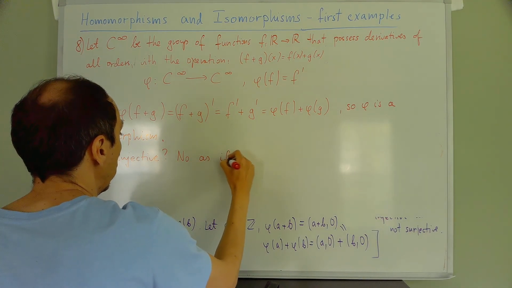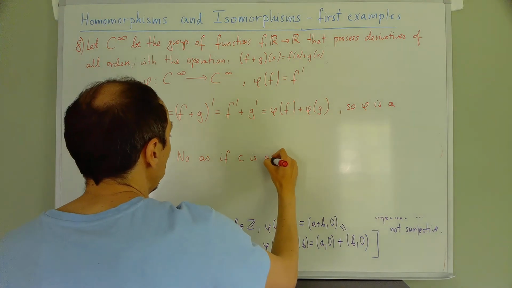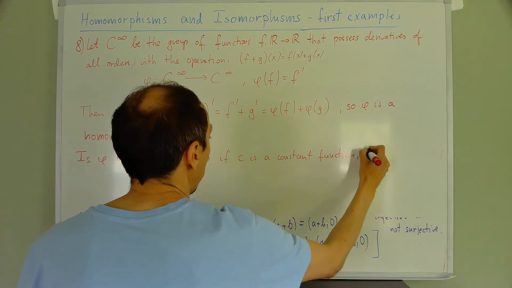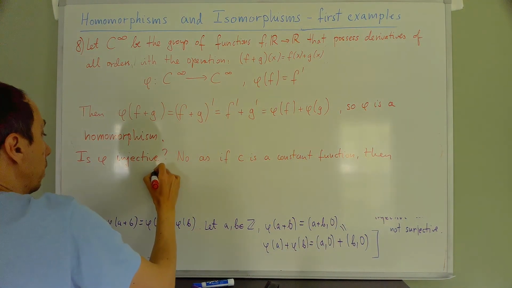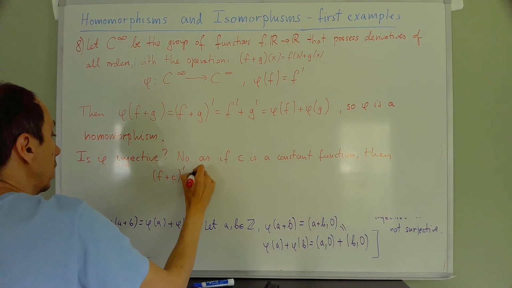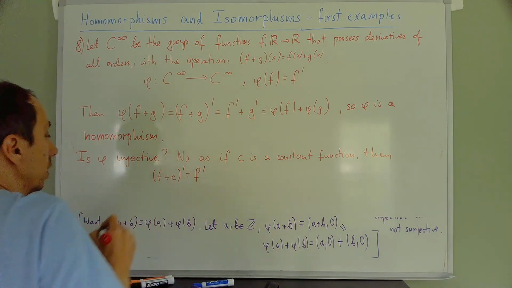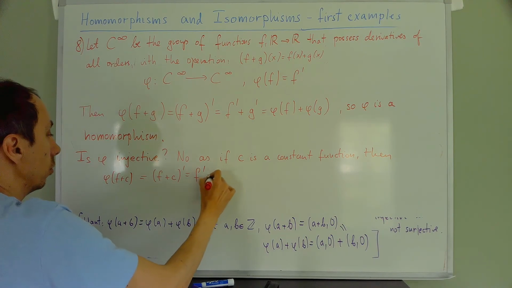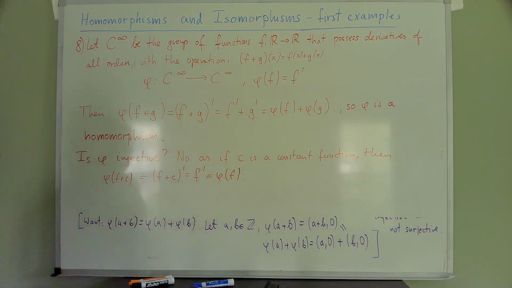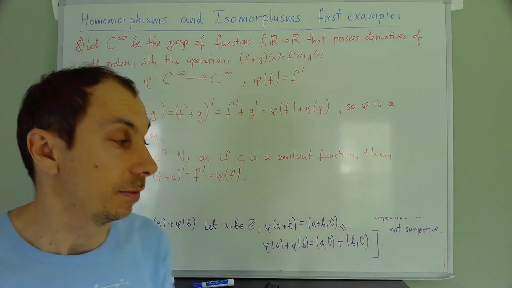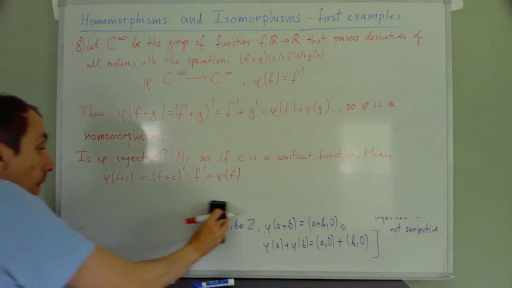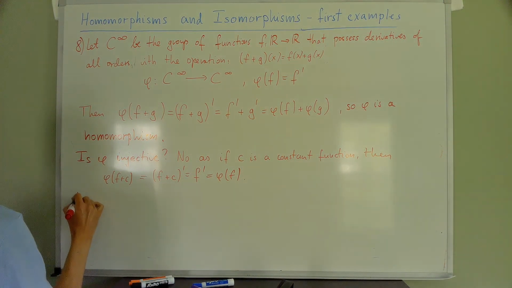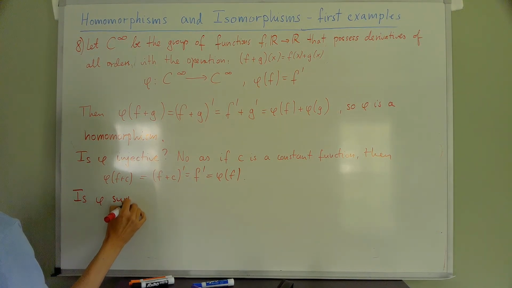as if c is a constant function, then the derivative of f plus c is equal to the derivative of f, right? And so phi of f plus c would be equal to phi of f. So f plus c and f would be mapped to the same derivative. Is it surjective then? So is phi surjective?